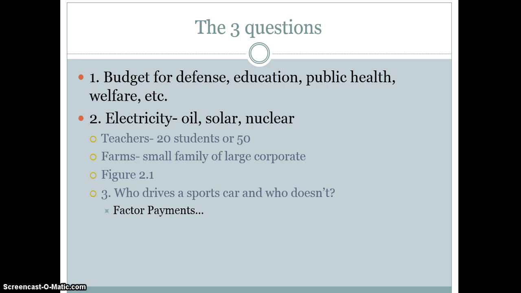If you'd like to, at this point, you can look at Figure 2.1 in your book. That gives you a visual representation of that. Number 3, who drives a sports car, who doesn't? So in America, anyone can buy a sports car if they have the money to. There are no regulations saying only certain people or certain classes of people can drive a sports car. The only thing that determines who can have a sports car is who has the money for a sports car.